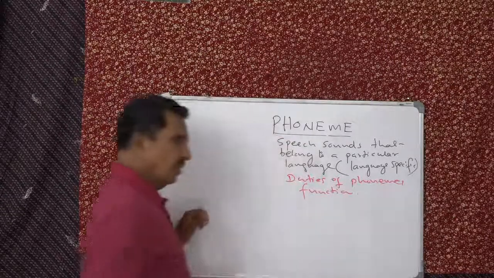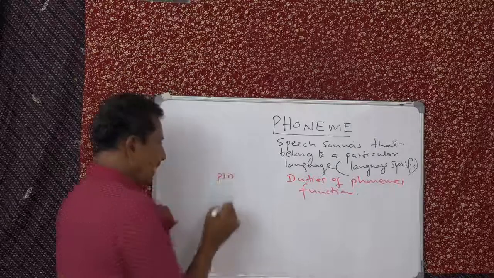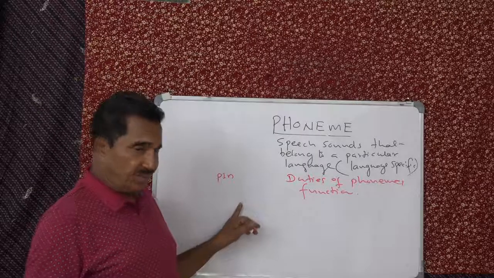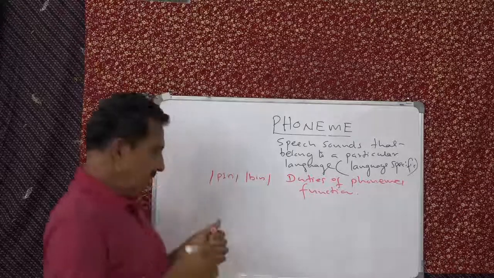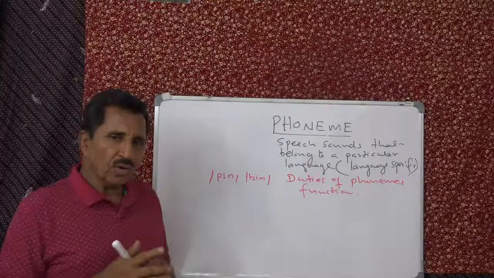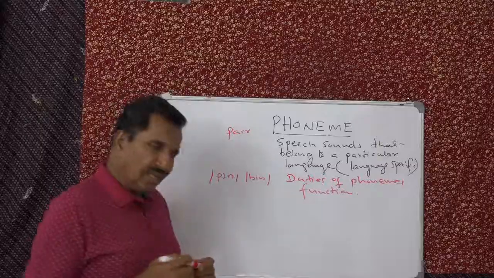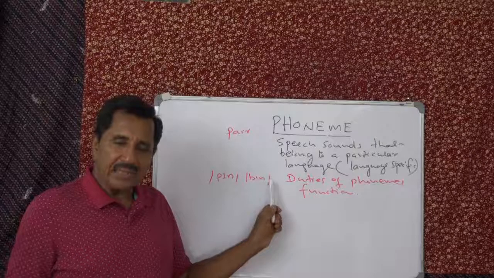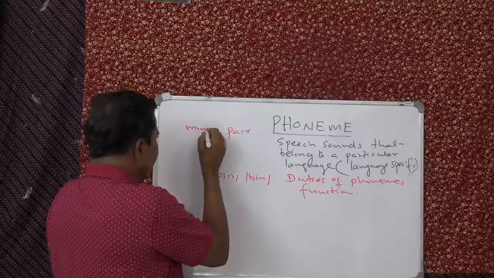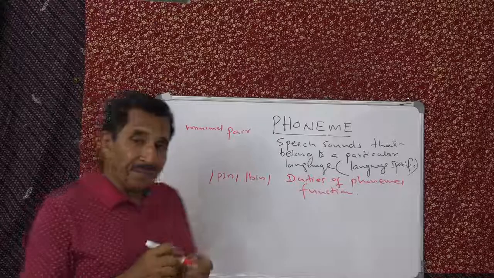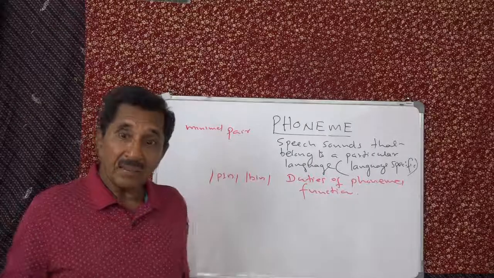Now you look at this. You will find pin. I am writing this in phonetic script. Pin, and then bin. Now how many words are there here? 2. So you call them a pair. Now this pair has a pet name. You know what the pet name is? Small pair, or what we say, minimal pair. Minimal, not minimum. Don't say minimum pair, but the minimal pair.